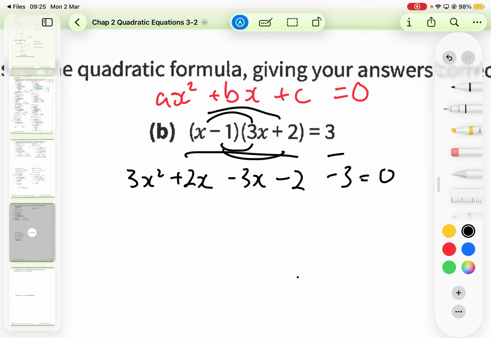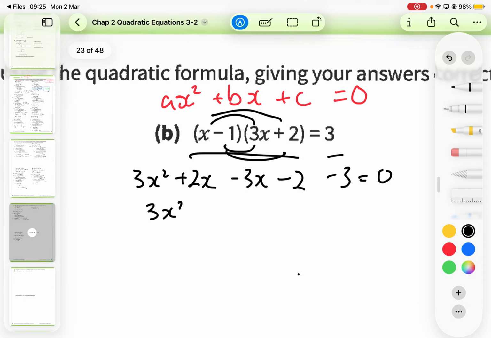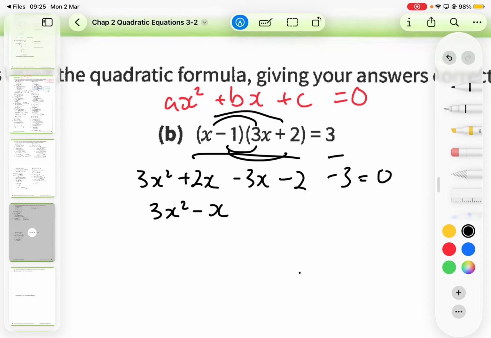Then I must simplify them until there are only 3 terms: x squared term, x term, and number term. Okay? 3x squared is the only x squared term, so 3x squared. Plus 2x minus 3x, so minus x. Minus 2 minus 3, minus 5. Okay? Now it's in the form x squared, x, and number. Right hand side is 0 already. I can start to identify what are my A, B, and C, so that I can apply my quadratic formula.